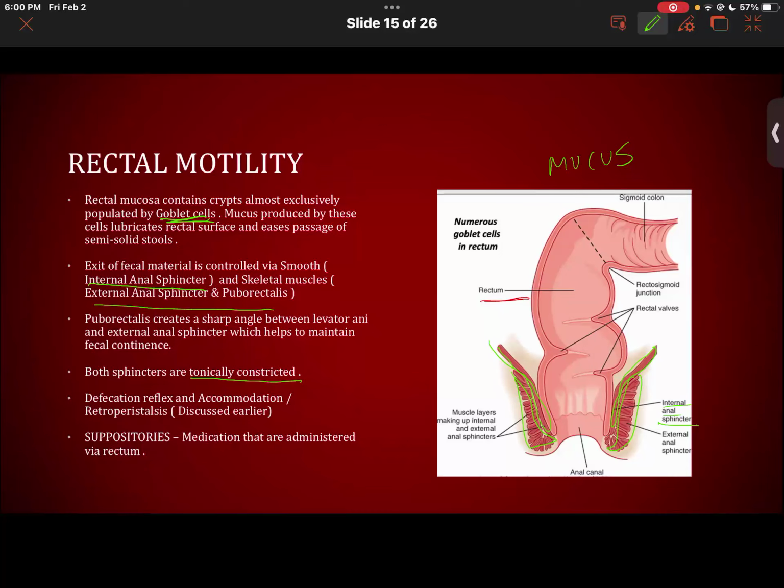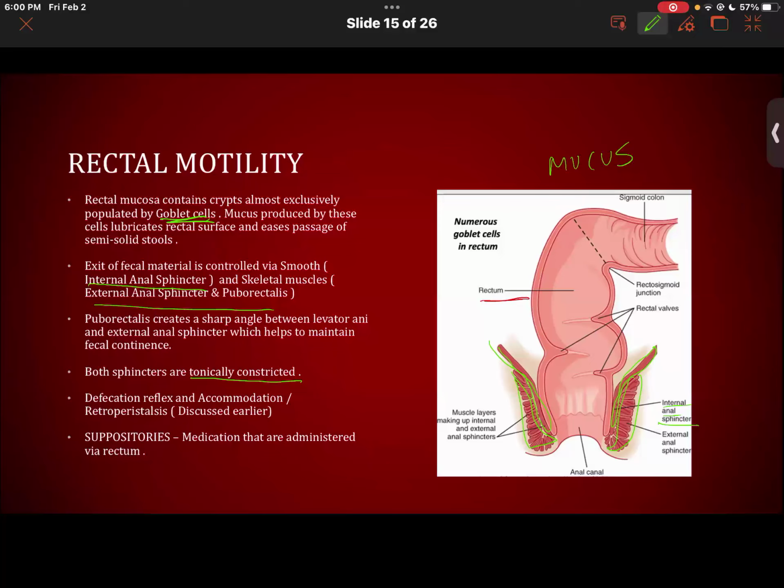Also, we studied accommodation and retroperistalsis earlier. Accommodation is when the feces is stored in the rectum, and retroperistalsis is when it's stored in the sigmoid colon. And this is obviously when we voluntarily stop the excretion of the feces.